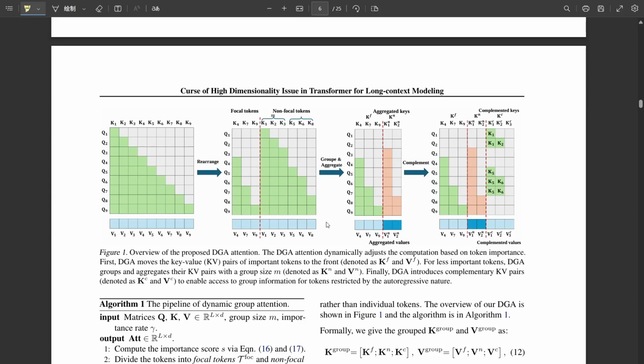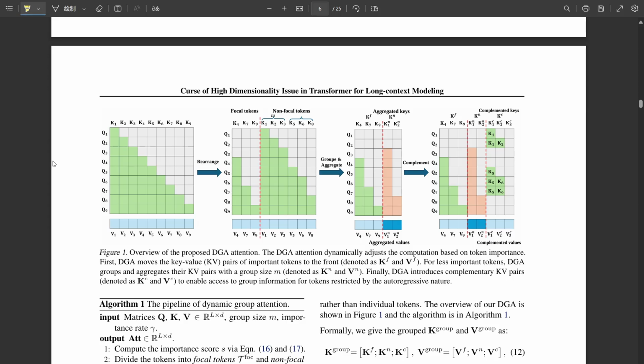First, the focal tokens. This is a small subset identified as important by their scores. These guys get the standard treatment, processed individually with full attention calculation. Their unique information is preserved. Star players. Right. Then you have the non-focal tokens. These are the ones with scores below a certain threshold, the less critical ones for the current context. These are the tokens that get grouped.